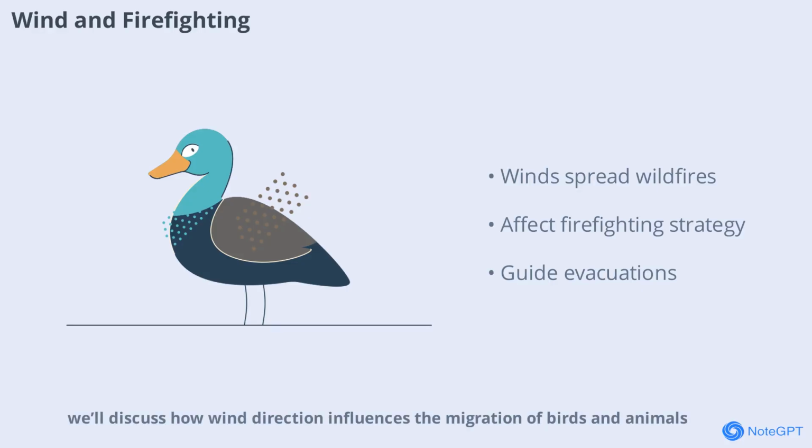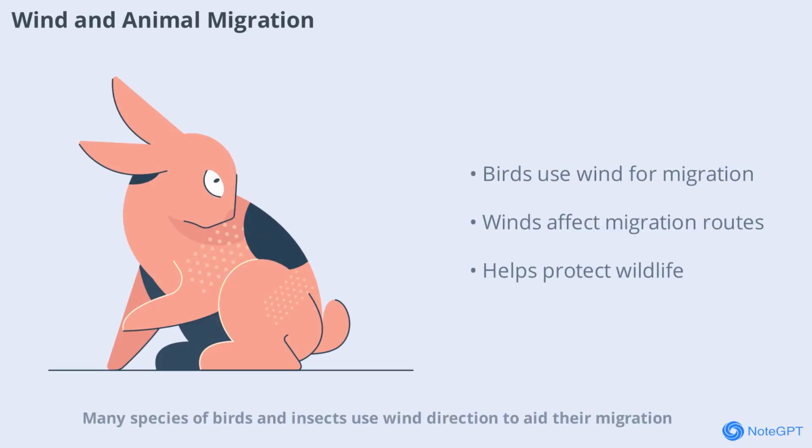Next, we'll discuss how wind direction influences the migration of birds and animals. Many species of birds and insects use wind direction to aid their migration. Favorable winds help them travel long distances with less effort, while unfavorable winds can slow them down or force them to change course. Scientists study wind patterns to predict migration routes and timing. Understanding these connections helps protect wildlife and preserve ecosystems.